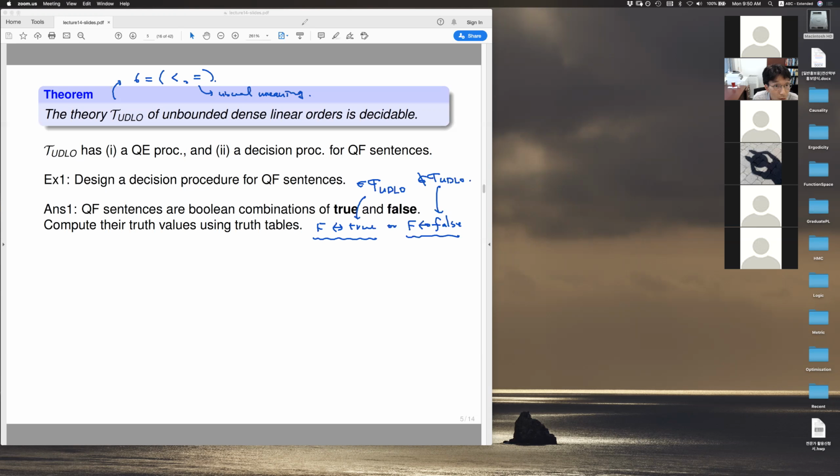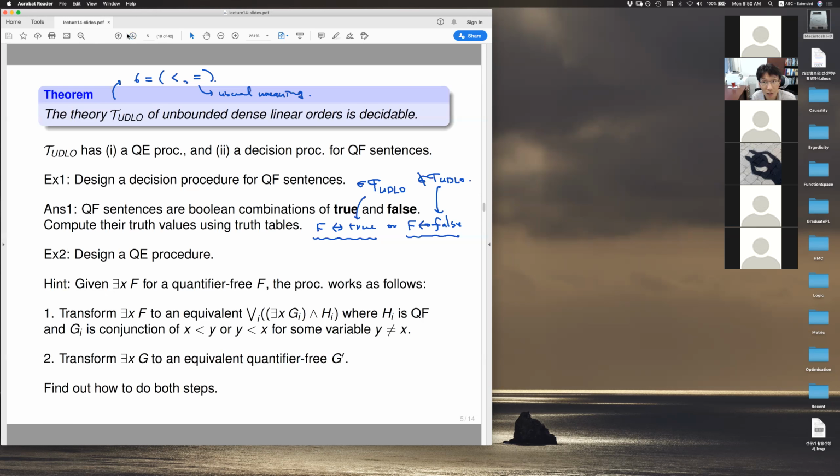Now the difficult part is proving the quantifier elimination procedure. So here I'm going to give you some hints and then give you 5 minutes to think about this. So here are the hints.